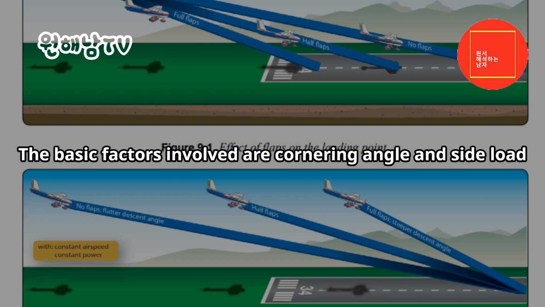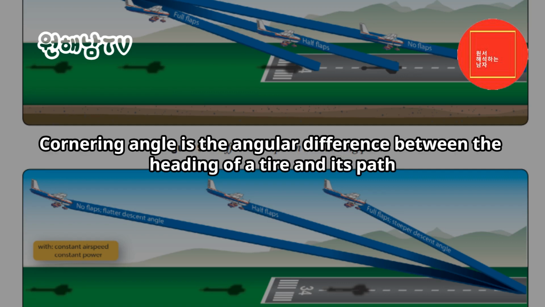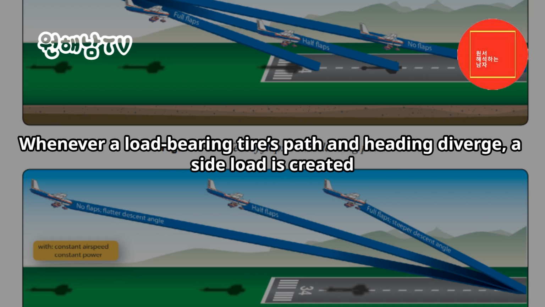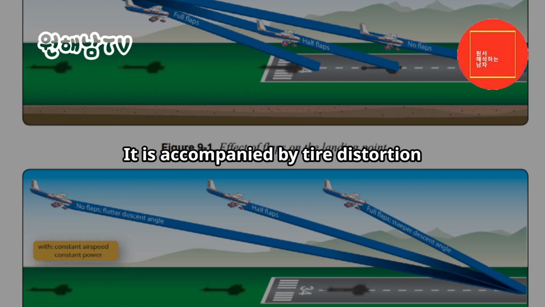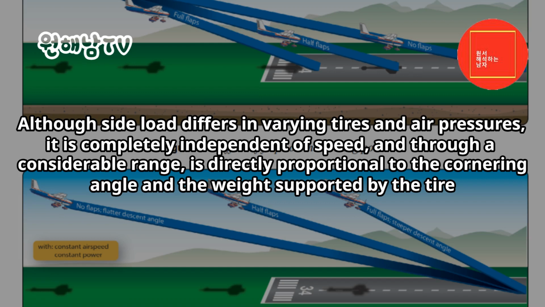The basic factors involved are cornering angle and side load. Cornering angle is the angular difference between the heading of a tire and its path. Whenever a load-bearing tire's path and heading diverge, a side load is created. It is accompanied by tire distortion. Although side load differs in varying tires and air pressures, it is completely independent of speed, and through a considerable range, is directly proportional to the cornering angle and the weight supported by the tire.